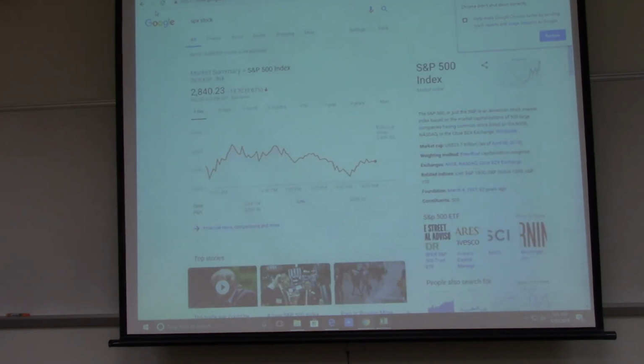SPX is the name for S&P 500. So if you want a portfolio that's highly diversified and low cost, you can just buy SPX, the S&P 500 index. This is the cheapest way for investors. And you don't have to do anything to change your portfolio. So this is low cost and still guarantees you high return.